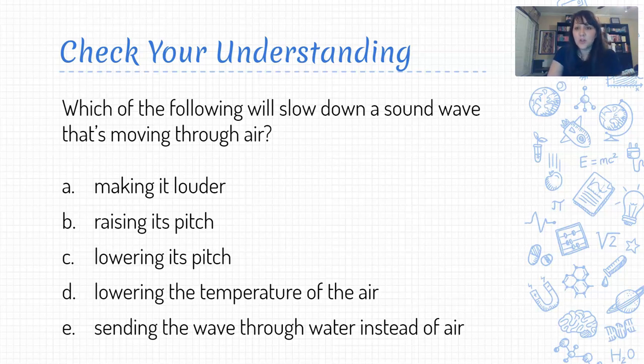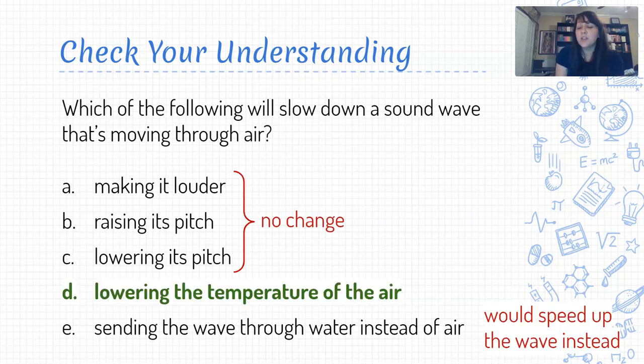The one option that will slow down our sound wave is option D, lowering the temperature of the air. So to unpack that a little bit, the first three options here: making it louder means changing the amplitude, and changing the pitch means changing the frequency, which in turn also changes the wavelength and the period, but ultimately none of those is going to affect the speed of the wave on its own, as we have established. Okay, so amplitude, wavelength, frequency, period, all of those on their own, if we change them, it doesn't change the speed of the wave. Option E would change the speed of the wave, sending it through water instead of air, because we're now changing the medium.